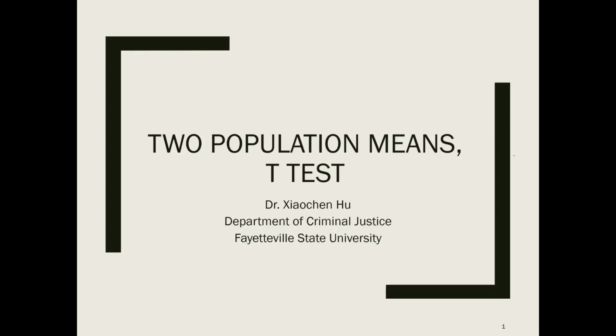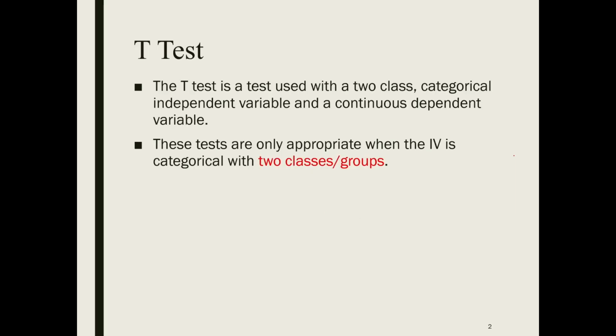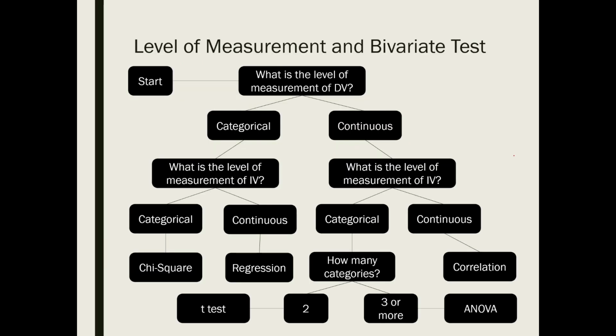In this video, we are going to talk about the t-test. It is used to test two population means. The t-test is a test used with a two-class categorical independent variable and a continuous dependent variable. So you can see this flowchart.